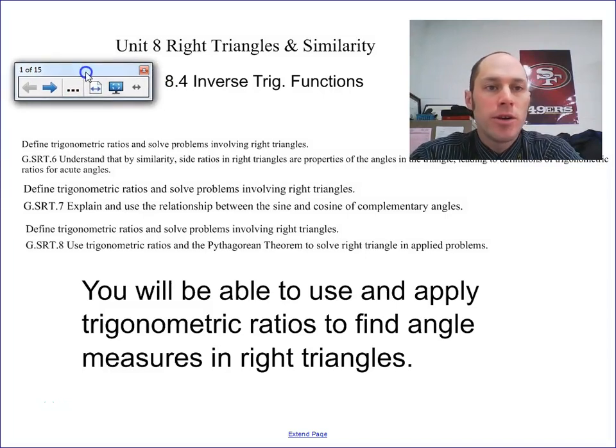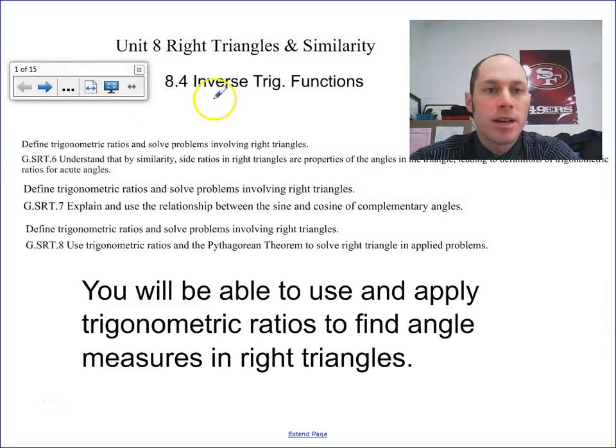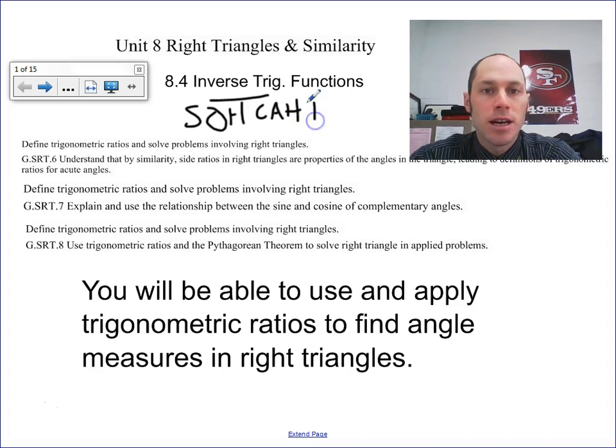All right, we're going to continue our unit on right triangles and similarity as we talk about inverse trig functions today. We talked about the trig ratios, and hopefully you remember SOHCAHTOA. I put a catchy little song on the website to help you remember that phrase. But if you can remember that, that'll help you in trigonometry.